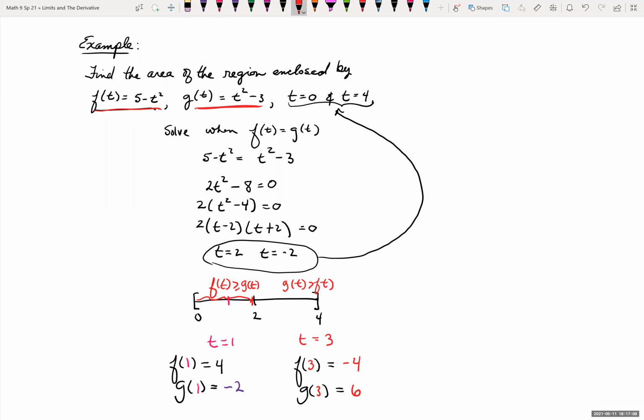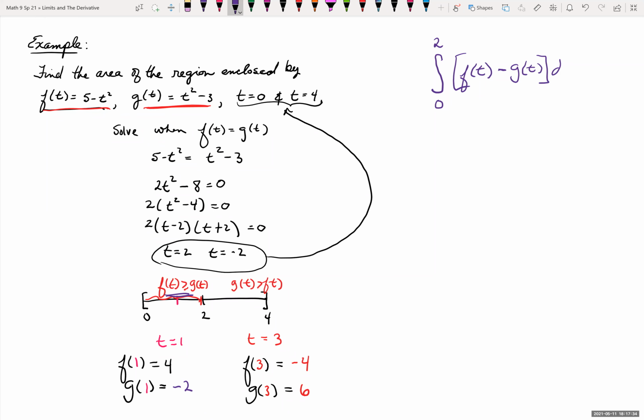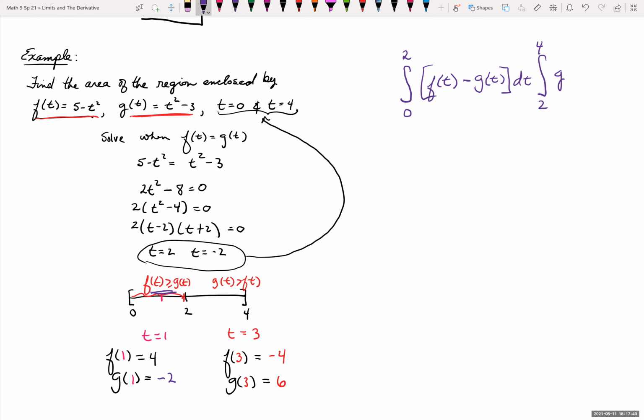So this helps us set up our integrals for finding the area bounded between those two curves. So we're going to have two separate integrals. We have the integral from 0 to 2. This one is where f of t is bigger. So we always have the curve above minus the curve below. So f of t minus g of t dt. And then we're going to go from 2 to 4. And in this case, g of t is bigger. So we're going to write g of t minus f of t dt.